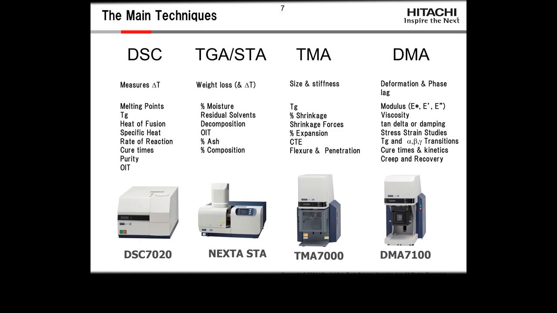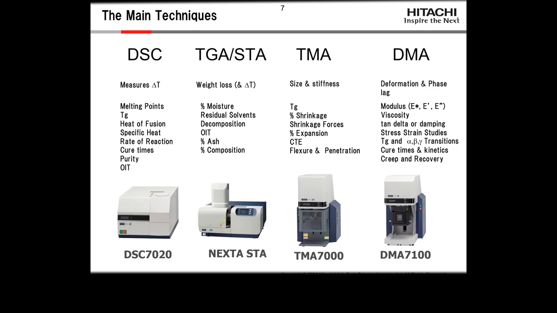TGA or STA look at weight loss as a function of temperature, and that's usually used to get compositional analysis or residue moisture or residue solvents. When you call it an STA, you're telling me that you've included enough sensors that you can also get a DSC signal from the material.